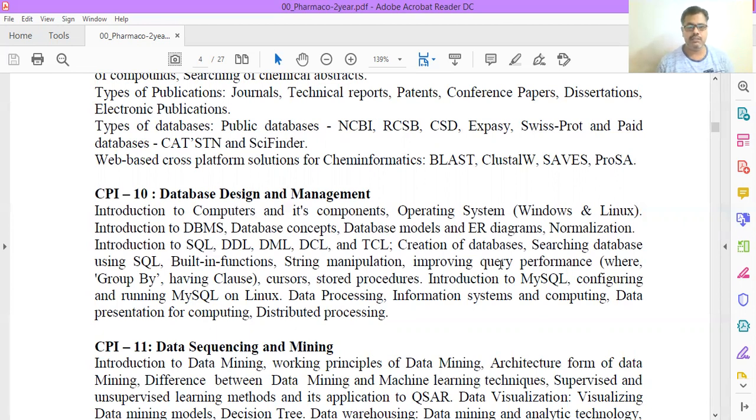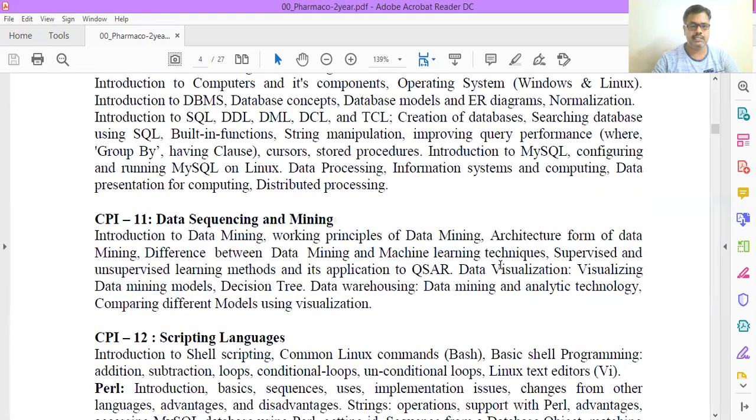Because of that, you are required to learn the database design: how the designed databases are stored, how it is designed, and how it is maintained. If you know those things, then only you can easily retrieve your information, whatever the required or desired information, right? And the next one is data sequencing and mining.